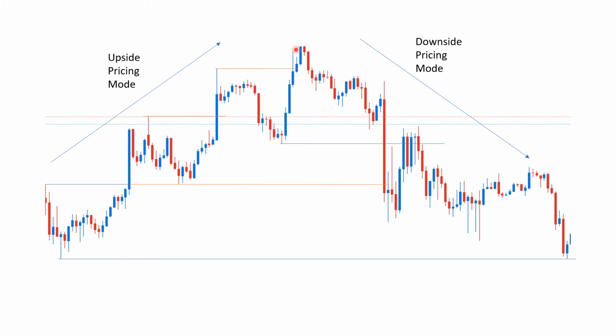Now, before it creates this high, what does it do? It comes right back down again. Where does it come back down to? To the origin of this move up. And then it shoots right back up again, and creates this final higher high that marks the end of the move.